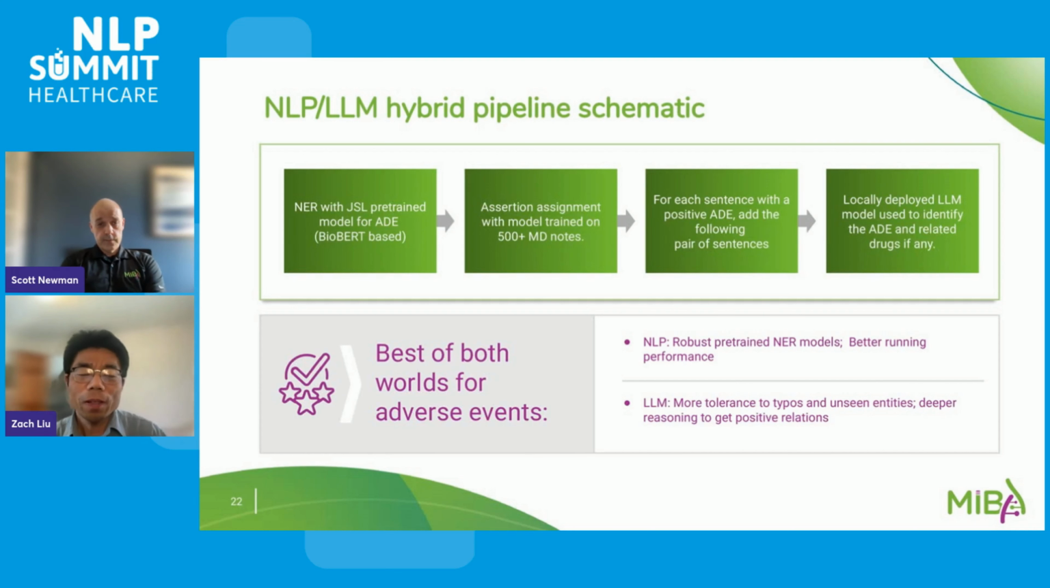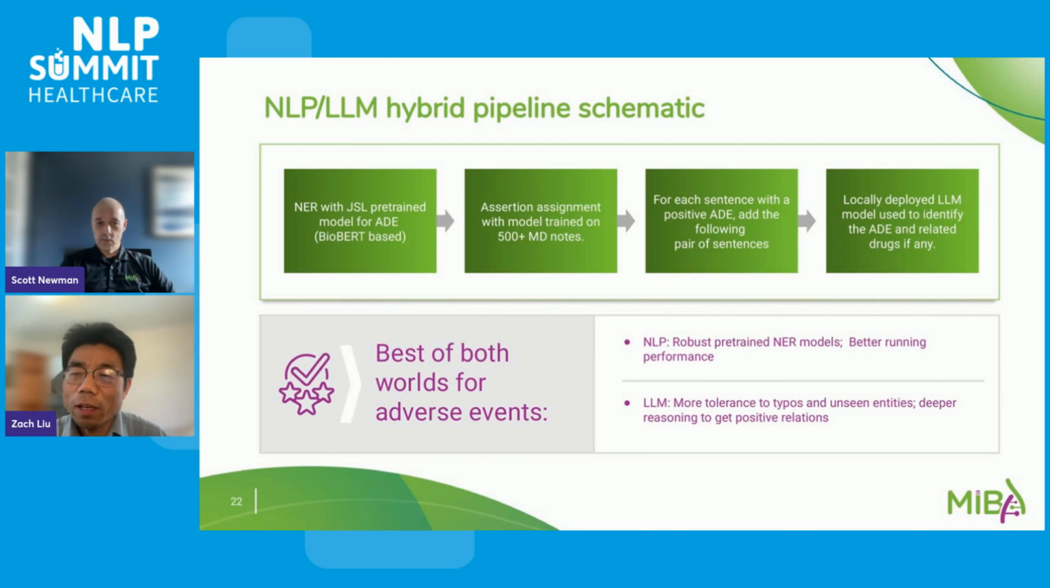Yeah, we use a hybrid pipeline. Start with the NER, using a John Snow Labs pre-trained model. For the adverse events, we have a BioBERT-based pre-trained model to get the NER. And then we apply the assertion assignment, using our trained model. And then for each sentence with a positive adverse event, we extract it together with a flanking pair of sentences and use that as the input for a large language model. We use a locally deployed large language model to comply with privacy.